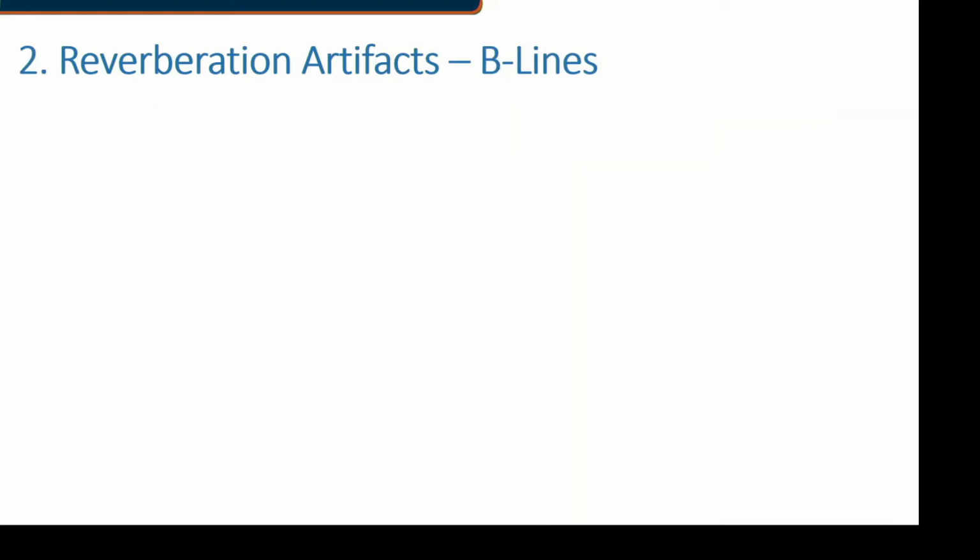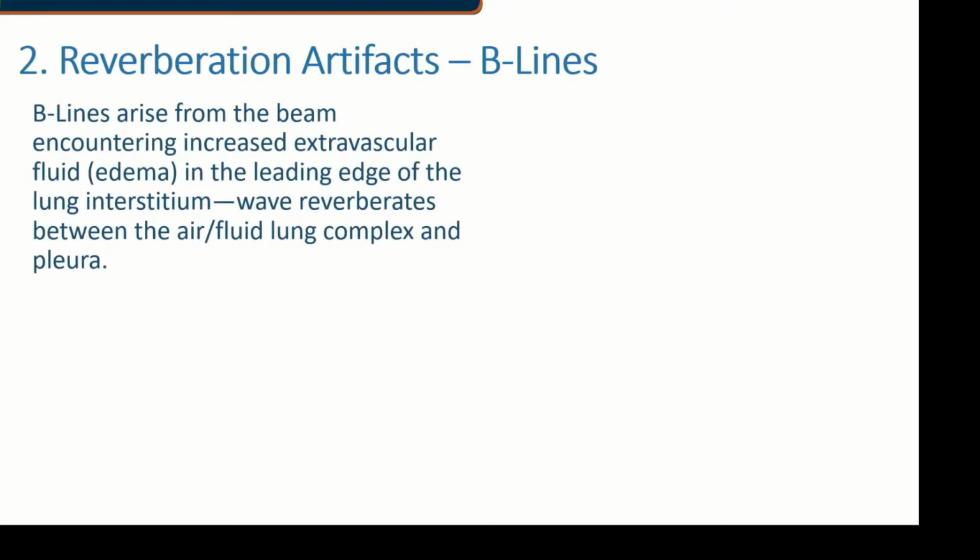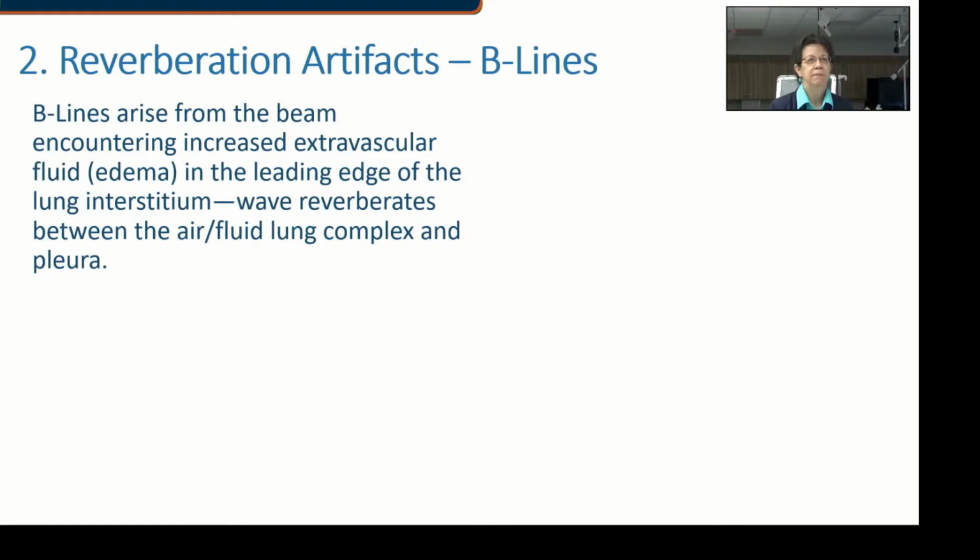So for our B lines, the B lines will also arise from the pleural line, and it's not uncommon for us to see B lines. B lines are not really an abnormal finding, but they can be an abnormal finding when there are many of them. When we're seeing a lot of them, it's often because we're encountering increased extravascular fluid or edema in the leading edge of the lung interstitium.